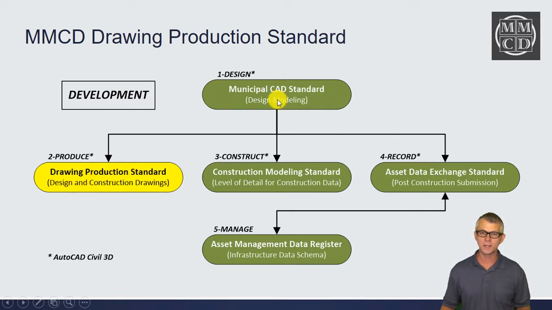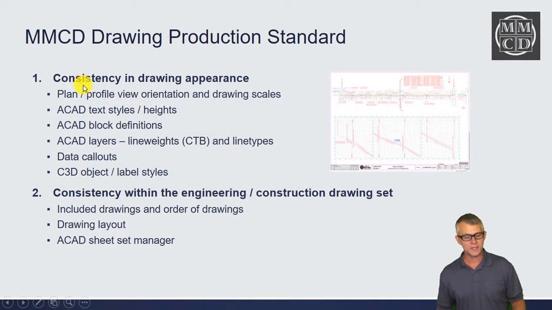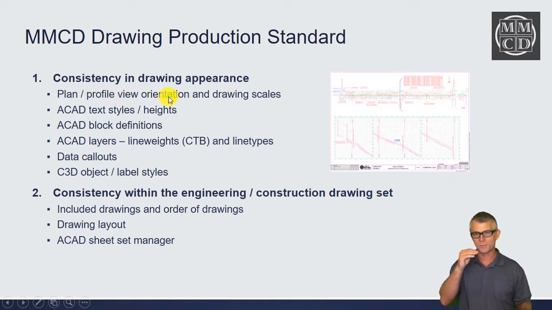This is a subset of the Municipal CAD standard. And really what this does is it brings consistency to drawing appearance. So plan, profile, view, orientation. There's plan on the top, profile on the bottom. What are the scales? What AutoCAD text styles and heights are we using? How do the blocks look? What layers and line types, line weights and line types?